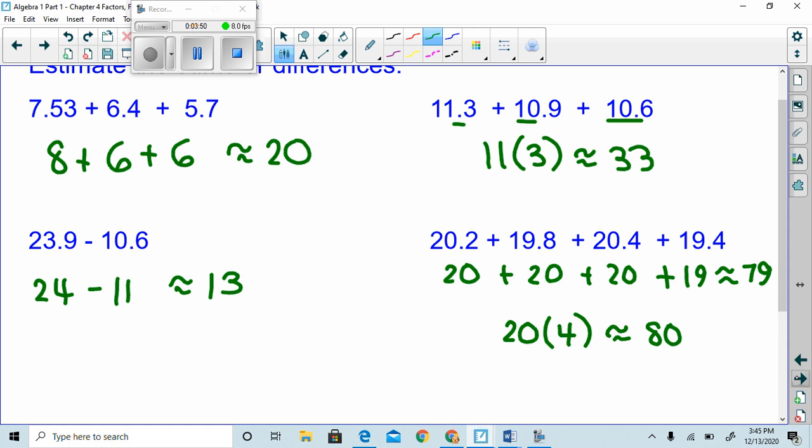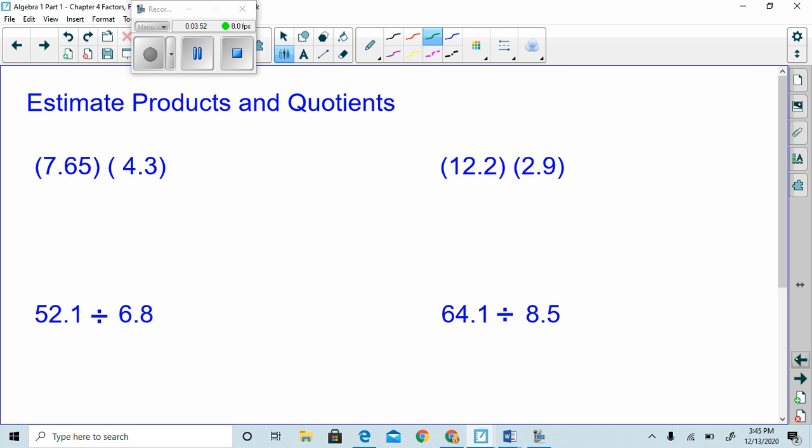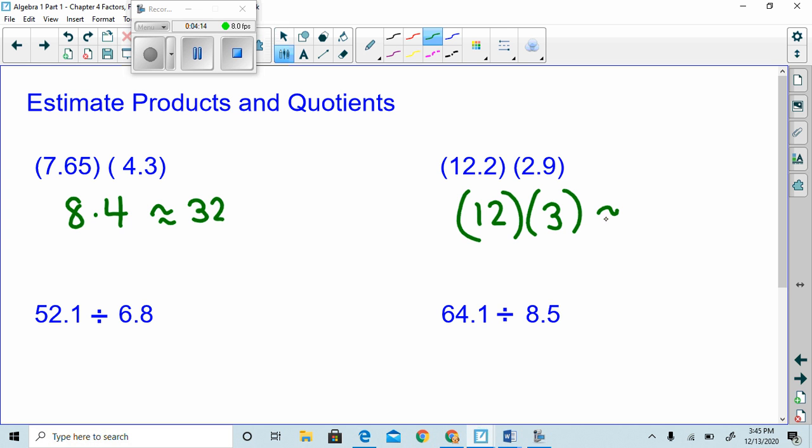From there, we moved on to sums and differences. I'm sorry, no, we did sums and differences. We moved on to the products and the quotients, sorry. We're going to round to the nearest whole number in this case, and this is going to give me 8 times 4. So that answer is about 32. The second one is another product. We'll round, and we'll say this one is about 36.